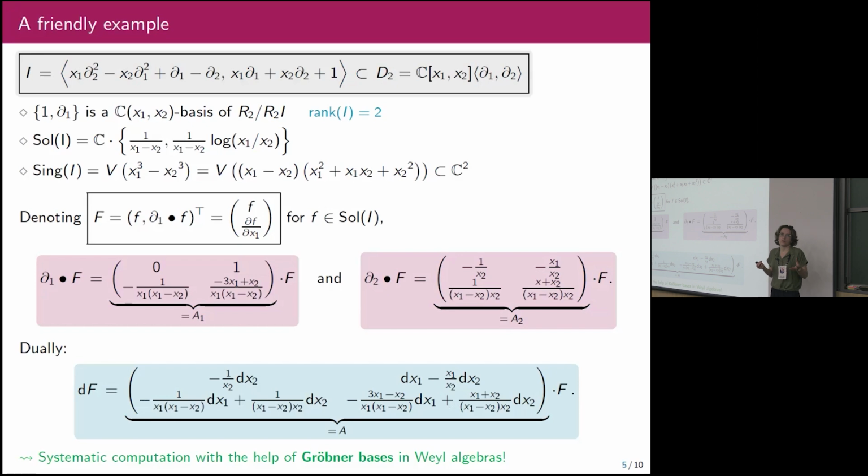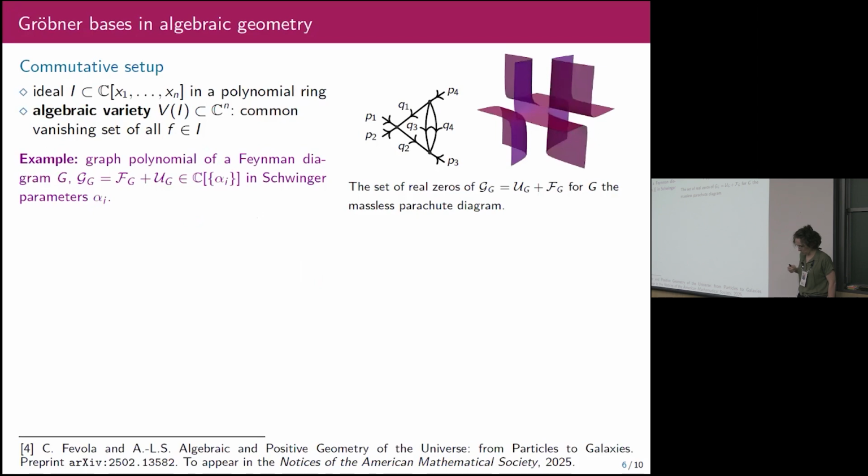And well, if you work with linear equations, you use Gauss elimination to simplify and solve them. If you have polynomial systems, Gröbner bases are the thing to deal with these systems. And I would first like to give you a bit of an intuition how it works in the commutative, classical case of polynomial rings. Let's say we have an ideal in a polynomial ring and we want to study its algebraic variety, and that's the common vanishing set of all polynomials contained in I.